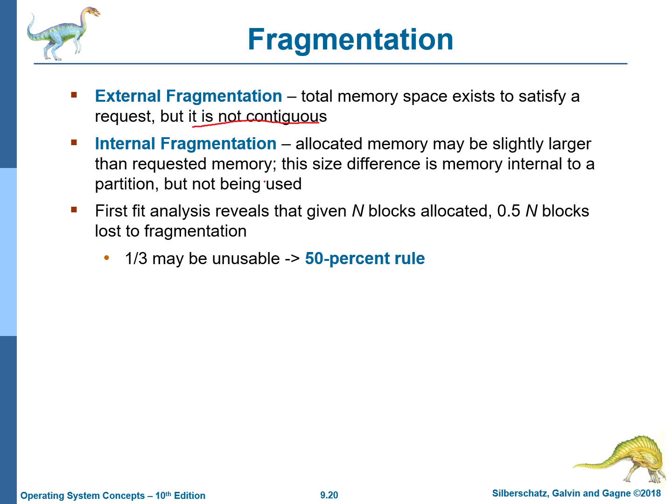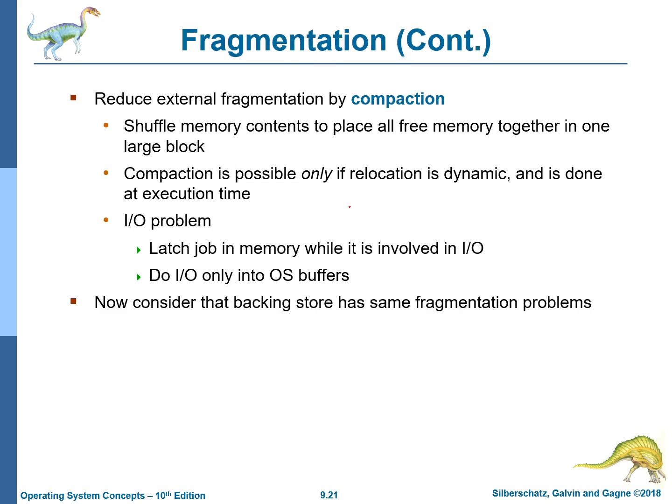Total memory space exists to satisfy the request, but it is not contiguous in nature. And internal fragmentation is when the allocated memory may be slightly larger than the requested memory. The size difference is the memory inside the partition, because the partition and the new process have a size difference, and that's why some memory is wasted. That wastage is called internal fragmentation. To overcome this, we have the compaction technique.